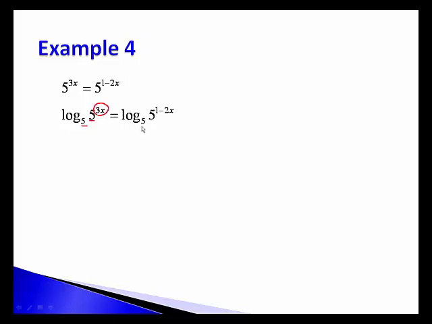But look what happens on this side. These match, so I get this. So my next line is 3x is equal to 1 minus 2x. If I add 2x to both sides, I get 5x is equal to 1, or x is equal to 1/5.